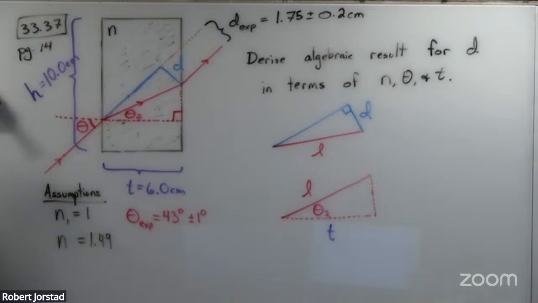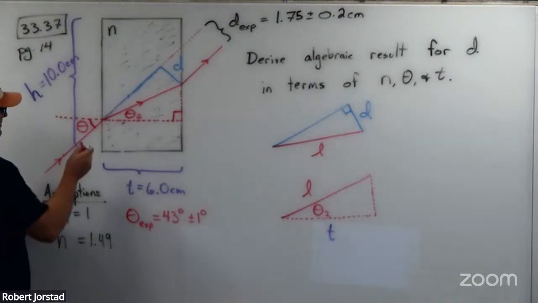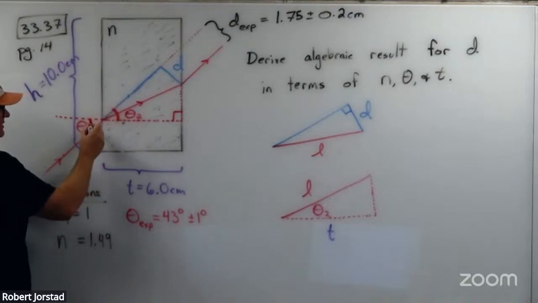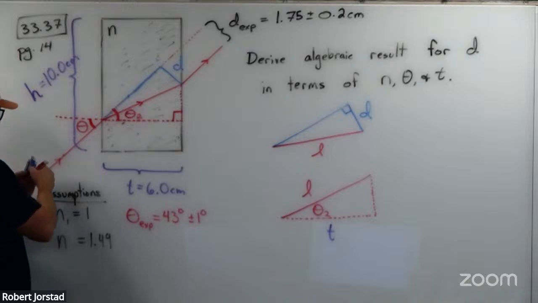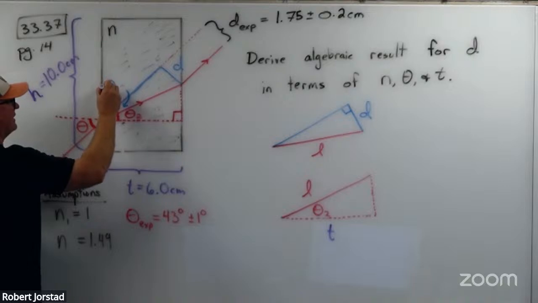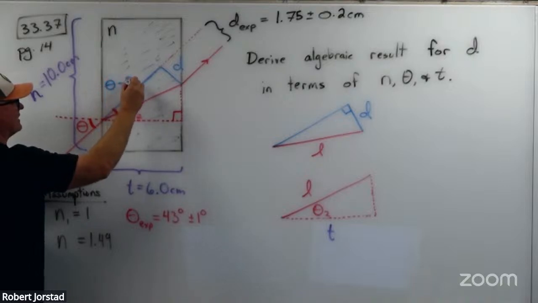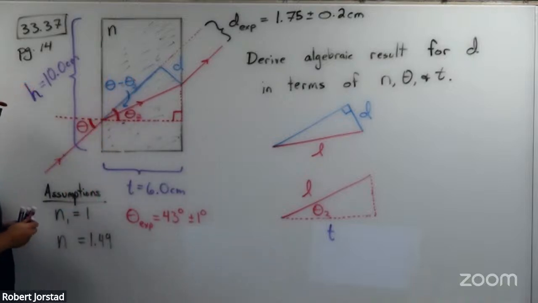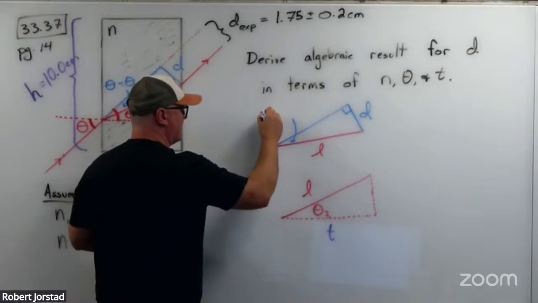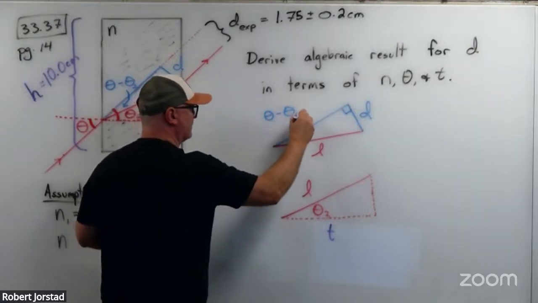If you want to pause the video, give it a shot. 3, 2, 1, here I go. This is the trick. Now you know why I had that line there. This big angle here is theta. So what's left for this little angle inside? That is going to be theta minus theta 2. That's the move. So in this case, this angle right here is theta minus theta 2.